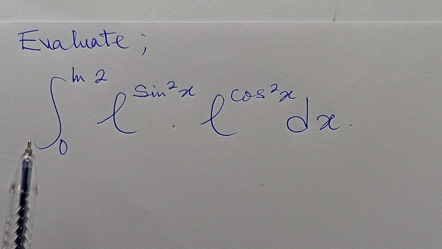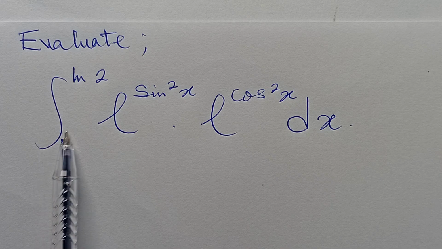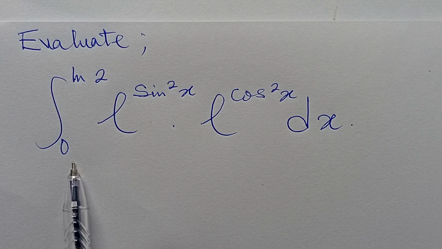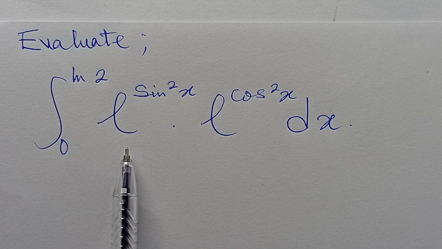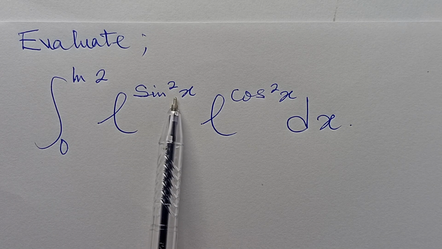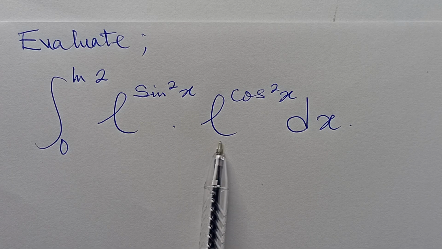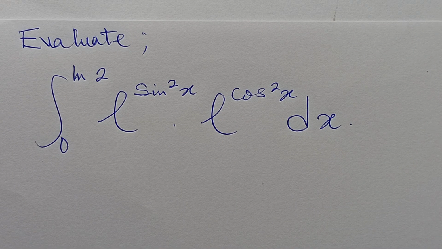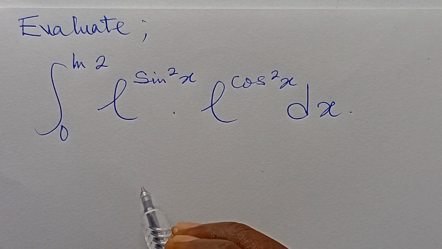Today we have this challenge: evaluate the integral with upper limit ln of 2 and lower limit 0 of e to the power of sine square x times e to the power of cos square x dx. So how do we evaluate this? We take our solution first here.